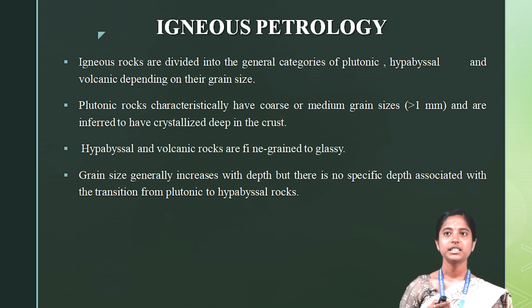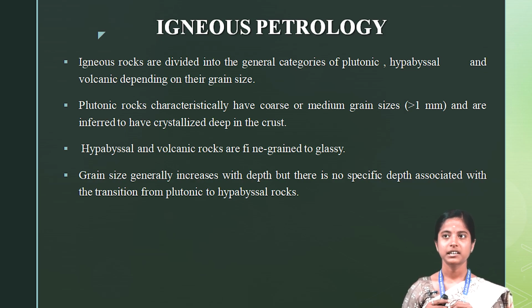Igneous rocks are divided into general categories: plutonic, hypabyssal, and volcanic. Depending on the grain size, we classify them as volcanic, hypabyssal, or plutonic. Okay, how are plutonic rocks classified?